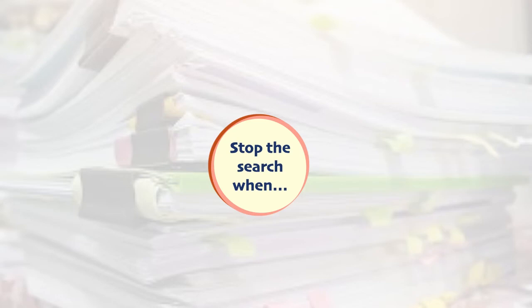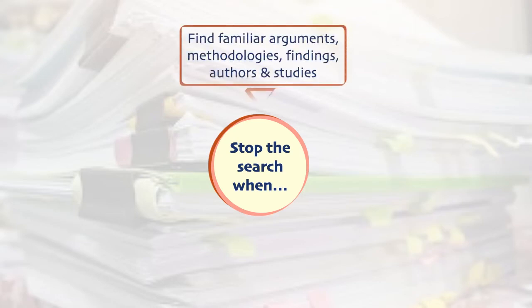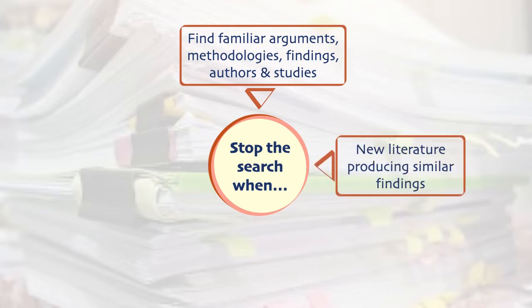One common rule of thumb is that the search is near completion when we discover that new articles only introduce familiar arguments, methodology, findings, authors, and studies. Thus, when reading a new literature piece, if we get the feeling that we have seen this or something similar to it before, it may suggest that the literature search is near completion. The end of the search can also be indicated when no new citations are discovered and articles cited in newly discovered literature have already been reviewed.